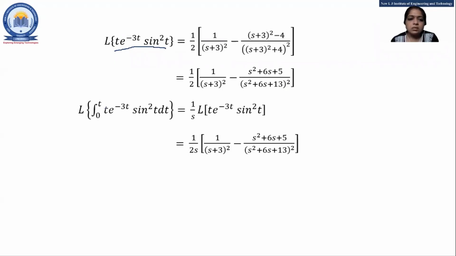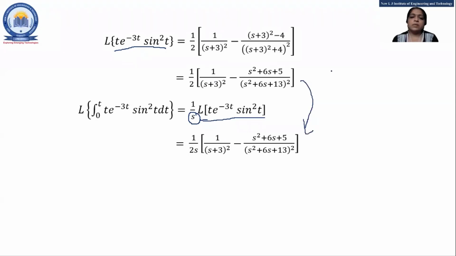But my question is the Laplace of the integral from 0 to t. So we have to just put 1 by s, whatever answer we have found, and that is the Laplace of t e raised to minus 3t sin square t. So we have to just put 1 by s times this answer.